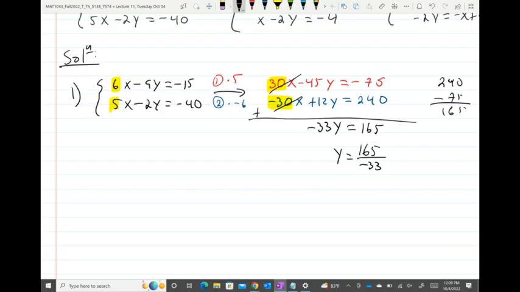Okay, can we simplify this more? This is divisible by 3. Oh, it becomes negative 5 entirely. Okay, good. By the way, notice that if this would have been a fraction, you will have to plug that fraction in and then solve, okay? So anyways, we get here y equals negative 5. Good. So now we have y.